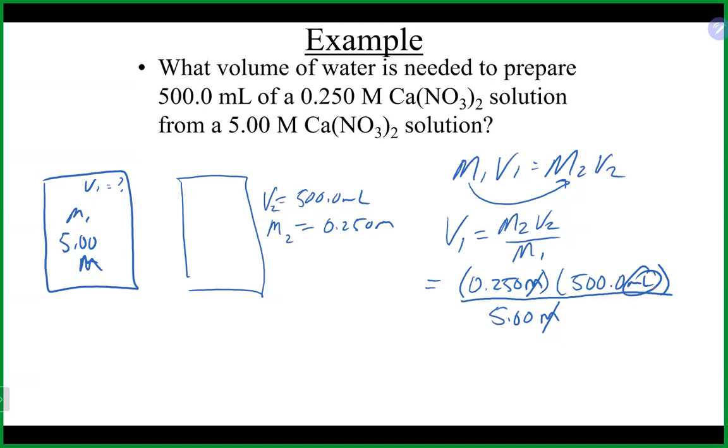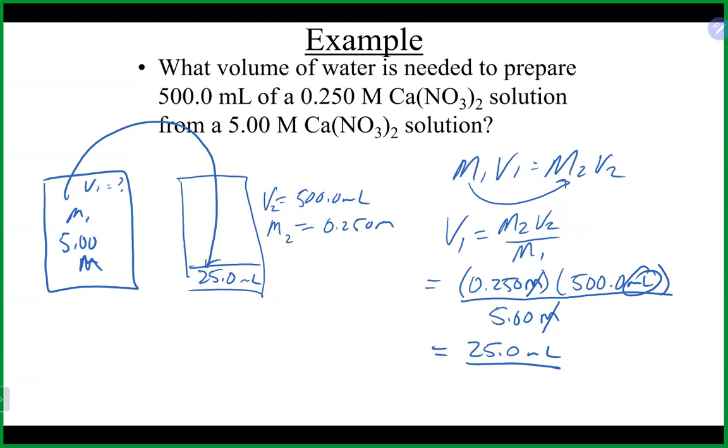So we got 0.25 times 500 divided by 5 gets us roughly about 25.0 milliliters in this case. And once again, that is how much we would take out of our starting bottle.